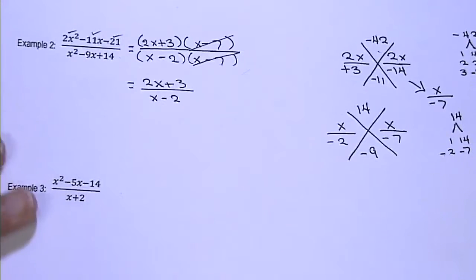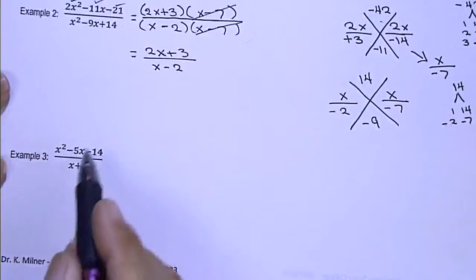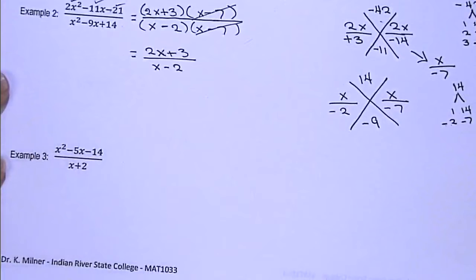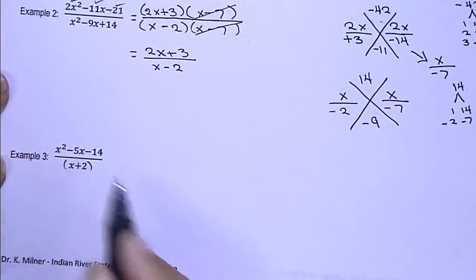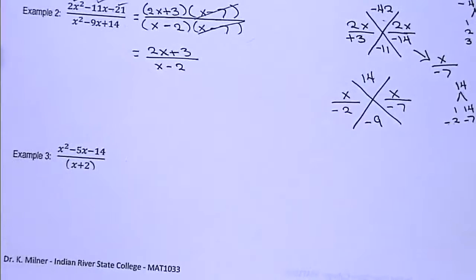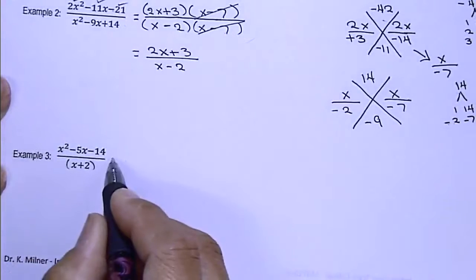All right, next. We have a trinomial over a binomial. That binomial looks pretty simple. I don't think it's going to reduce at all. I'm going to go ahead and put it in parentheses because if it's going to be reduced, it's going to have to reduce as a single item. In other words, it's going to have a matching binomial in the numerator. So I'll just put it in parentheses to remind myself of that.